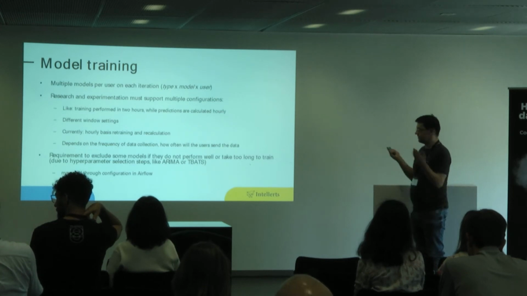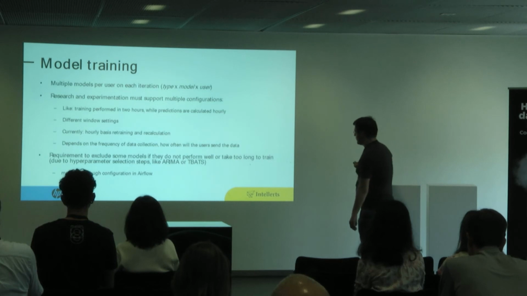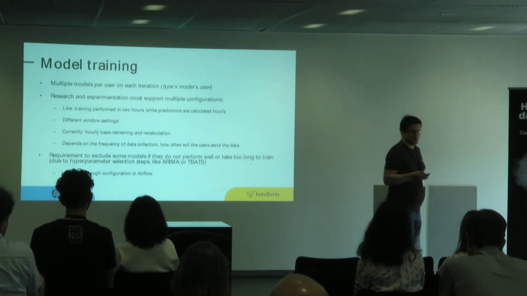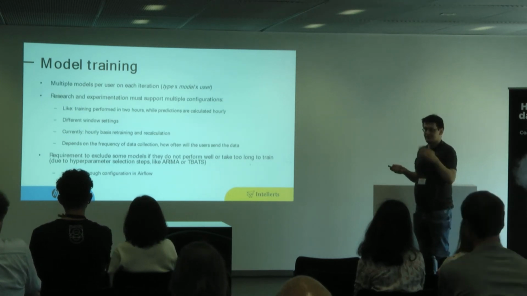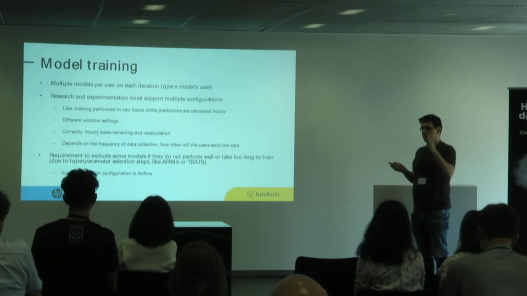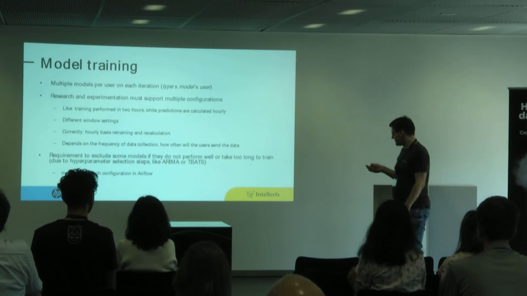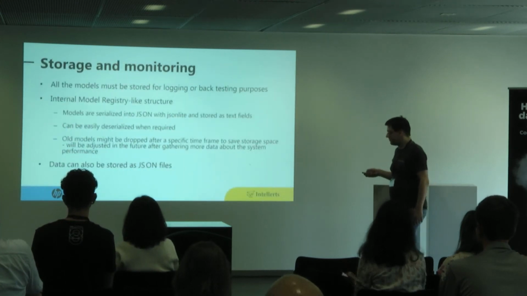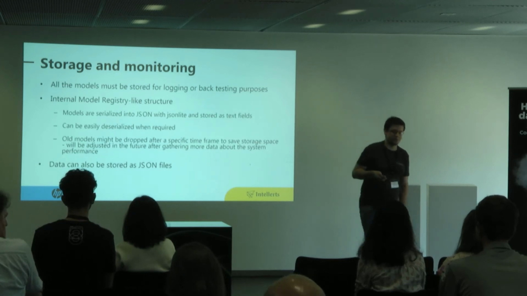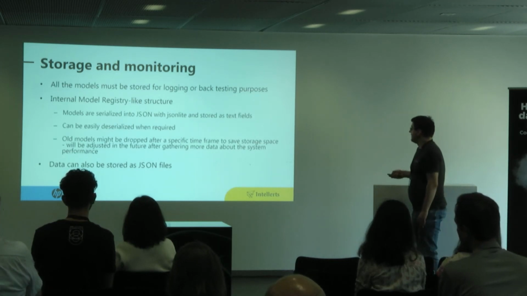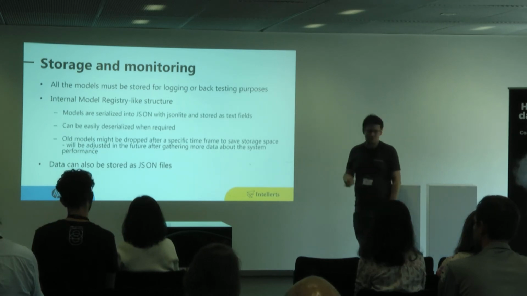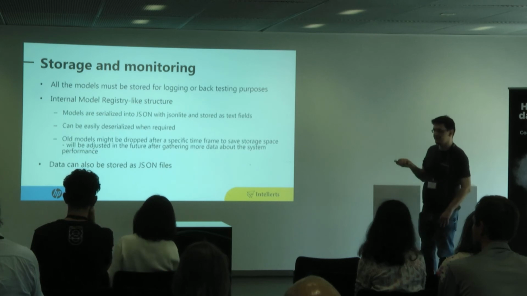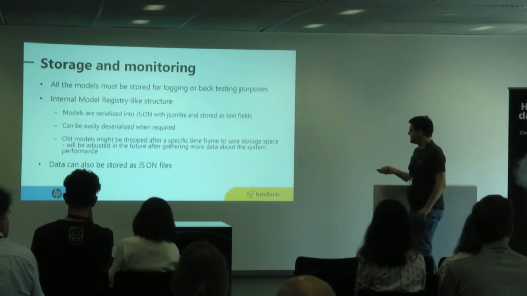Naturally, one of the requirements might be to exclude some models if they don't perform well, as has already been seen, or if they take too long to train. For example, ARIMA's implementation has an automatic component to find hyperparameters, and it might take longer than expected, so sometimes it might be suitable to exclude it from the experiment. As for storage and monitoring, as I said before, all the models must be stored for logging and backtesting purposes, to backtrack, to find everything and to identify the problems.